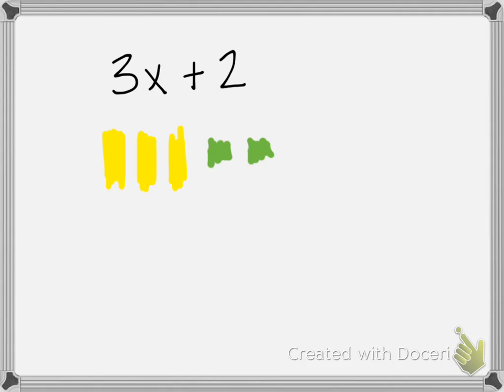So if I wanted to say 3x plus 2, I would take three of these guys, the yellow ones. Ah, oh well, whatever, deal with it. Then I would take two green squares. That is 3x plus 2.